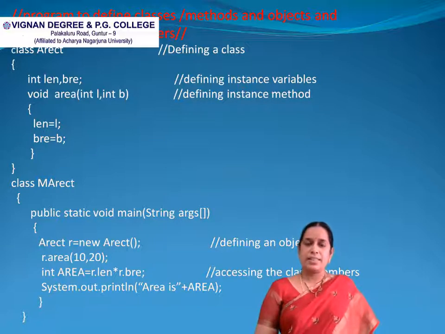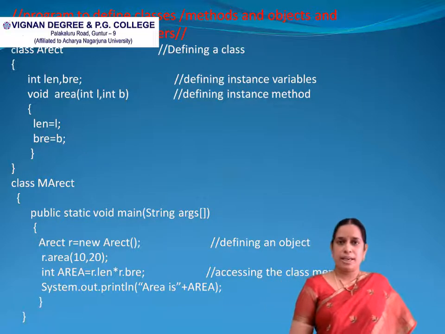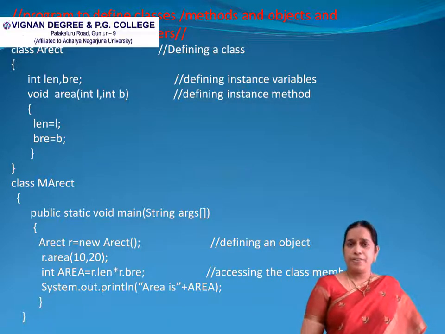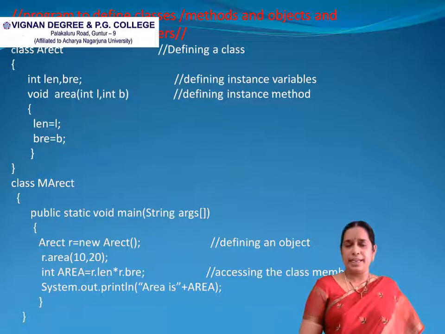And in the second class, we have to create the object for the first class and call the appropriate methods. Here, if we examine, the second class should be treated as the main class because it contains the main method. And within the main method only, we have to create the objects for the existing classes and call the appropriate methods in order to obtain the result.